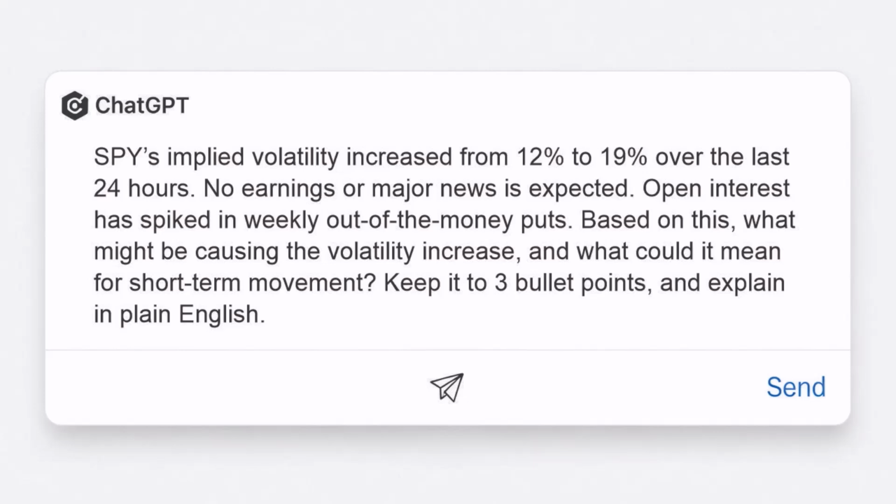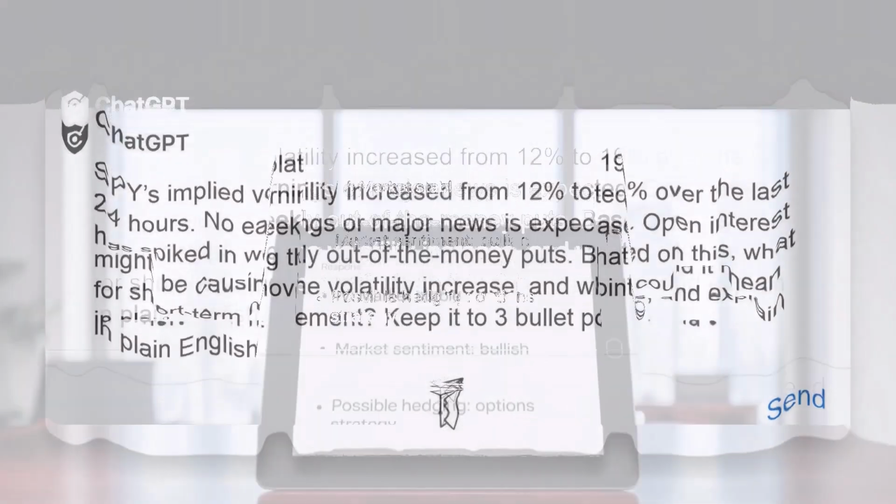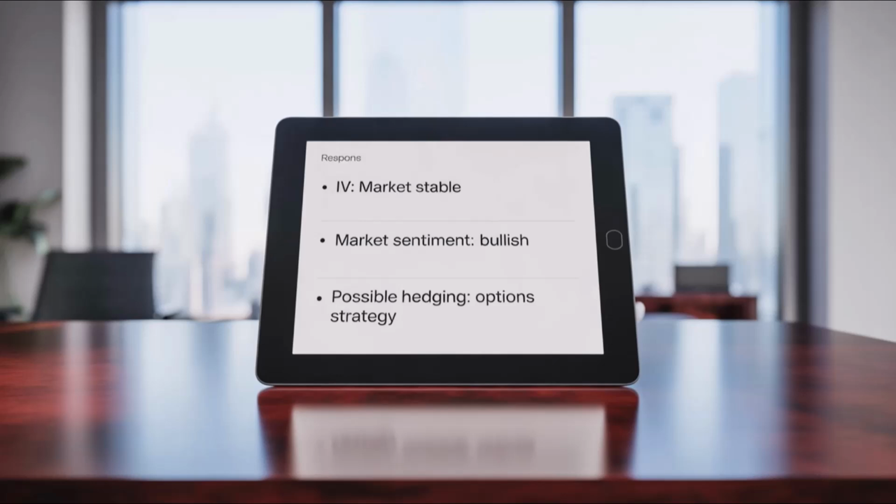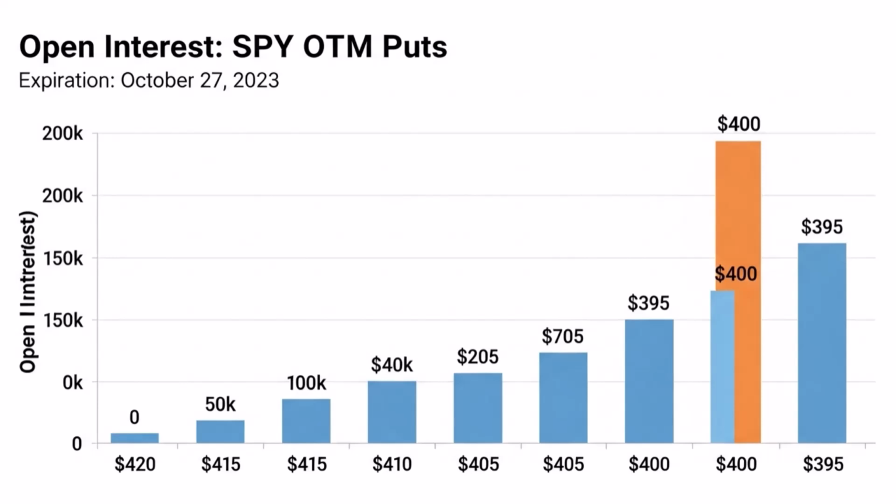Based on this, what might be causing the volatility increase? And what could it mean for short-term movement? Keep it to 3 bullet points and explain in plain English. Simple, structured, and packed with useful insight. You could feed this to ChatGPT and get a quick breakdown of possible institutional positioning, sentiment shifts, or even hedging activity, all within seconds.